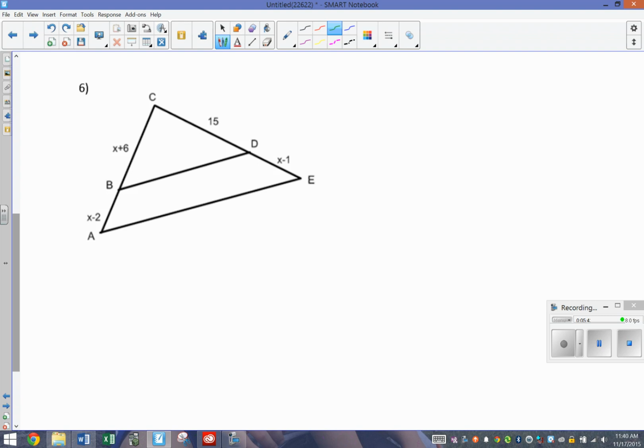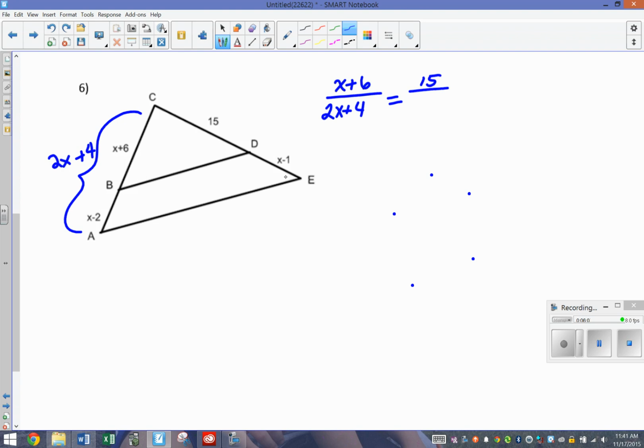So when we do 6, we're going to do top to whole equals top to whole. So when I come here, I'm going to have the top part, which is x plus 6, to the whole thing, which is when I add these two together, I'd get 2x plus 4. x plus x, 6 minus 2, 2x plus 4. And then on this other side, my top would be 15, and the whole thing would be 15 plus x minus 1, which is going to be x plus 14.